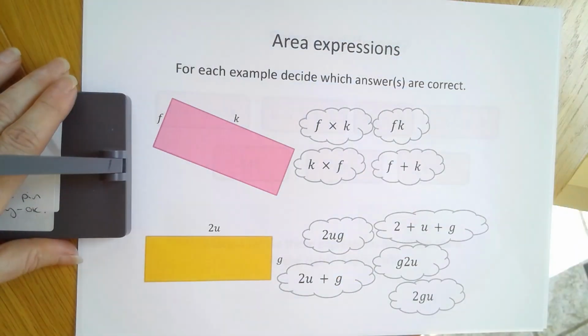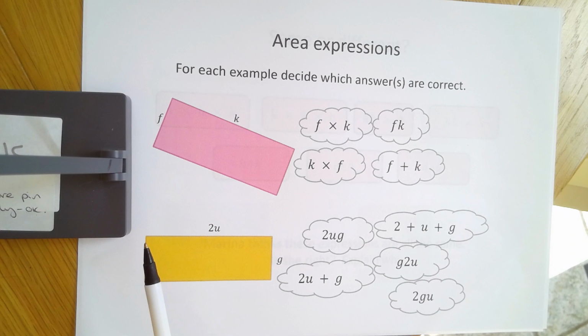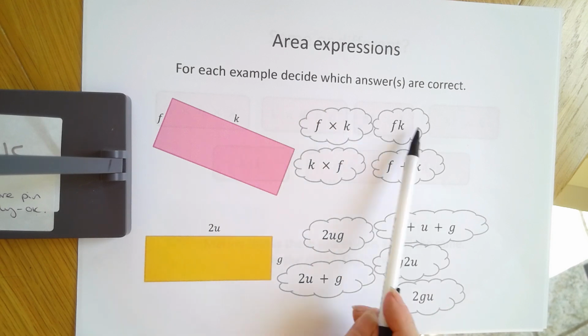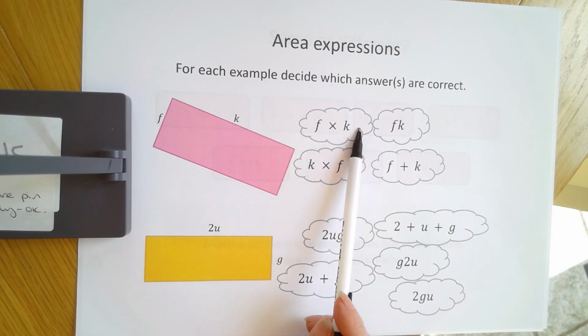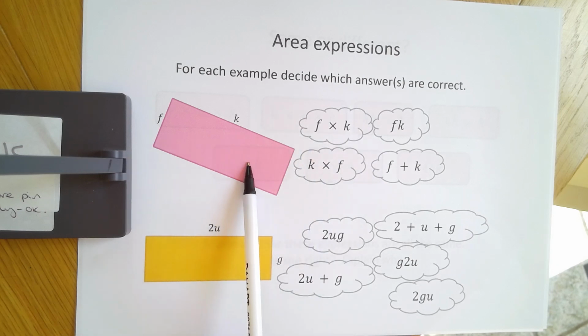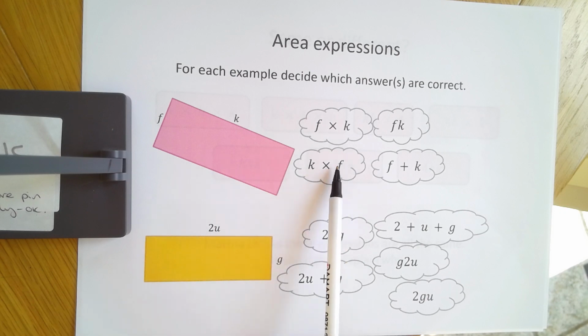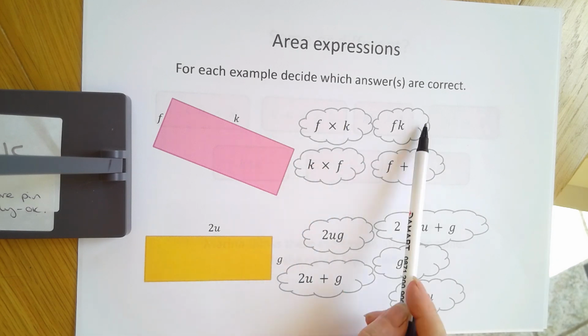Right, so just looking at those in a little bit more detail, sometimes I see quite a few wrong answers for these kind of things. So let's just see what is allowed and what isn't. So if we looked at these expressions here, f times k would give me the area here. So would k times f. But in both of those, if we're writing things in algebra, we really do want to miss out the times sign. So that's why fk would be better.